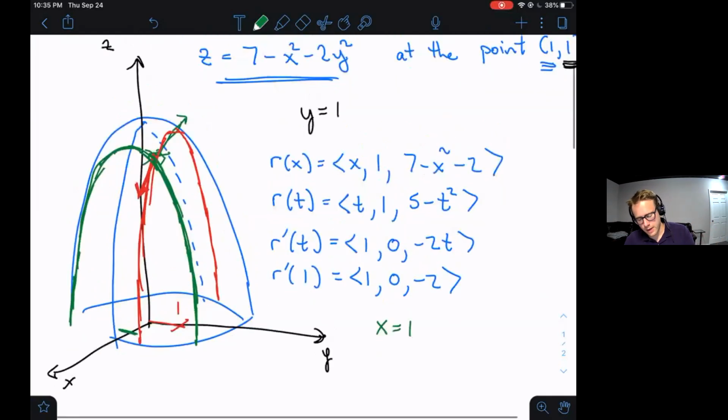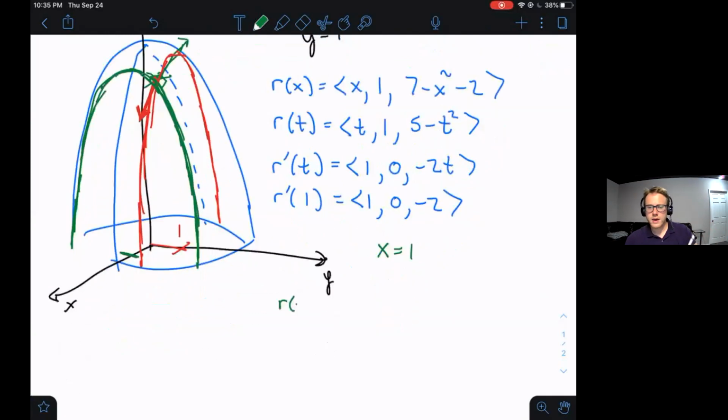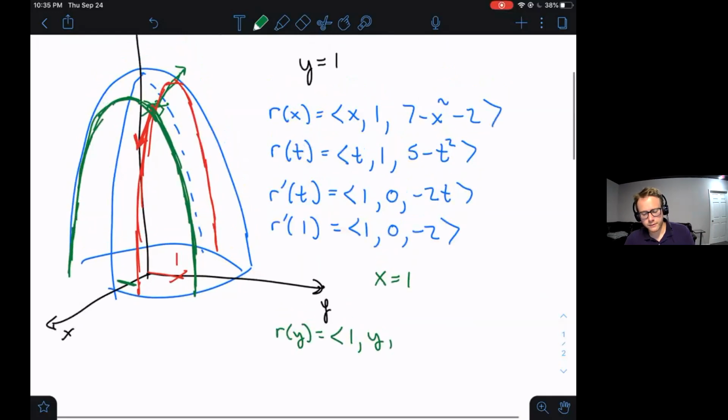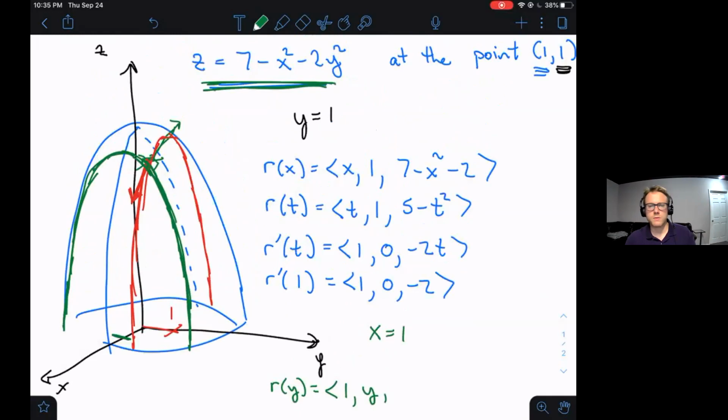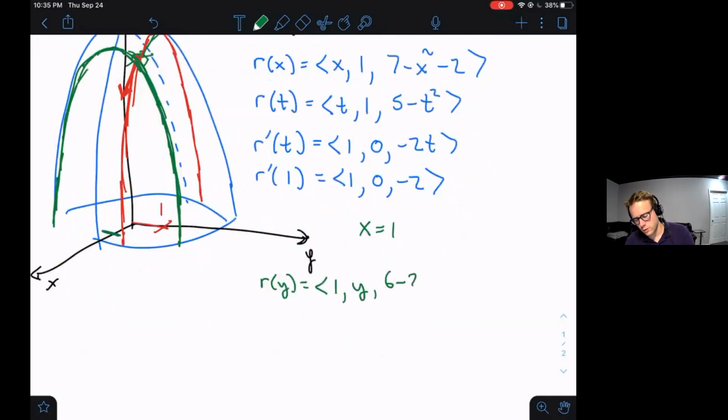So if I want maybe r of y, again, my y is still a variable. It's allowed to be whatever it wants, but x is going to be equal to 1. So if I wanted to parameterize this green curve that I just drew, we would have, well, again, x is equal to 1. Y can be whatever it wants. And z is going to be, again, from this equation right here, but I went ahead and fixed x to be equal to 1. So if I subtract away 1 squared, I'm going to get 6 minus 2y squared.